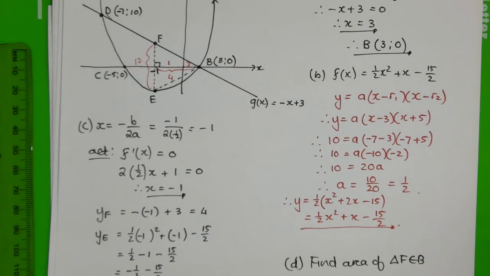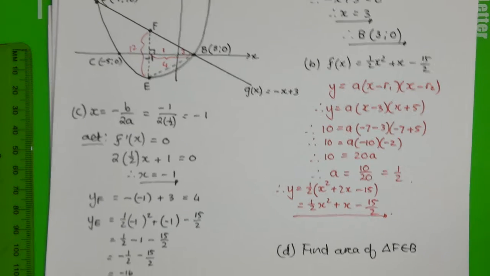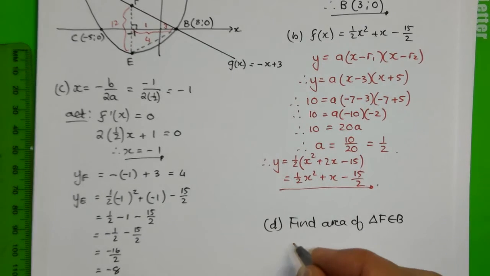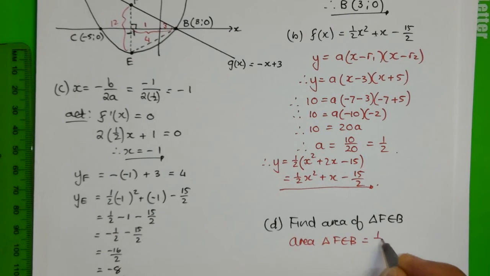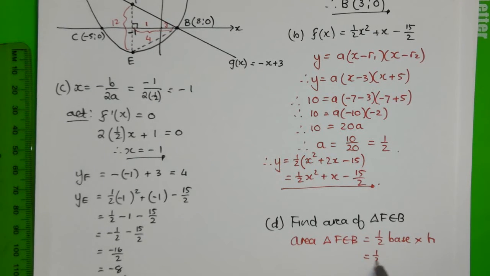Okay, so I don't need to do much more work here. I can say that my area of triangle FEB is half base times the perpendicular height. Now my base I found, my base is 12. My height for my triangle is indeed 4. So my area will be half of that is 6 times 4 is 24 units squared. It is as easy as that. That is why that question was only for 2 marks.